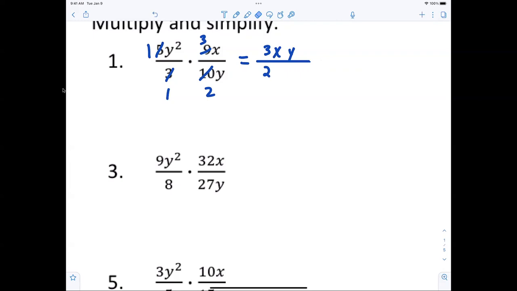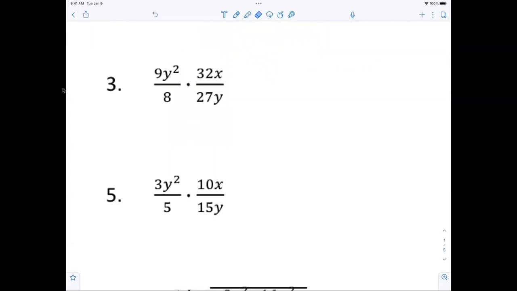Anybody have any questions with that? All right, try 3. Do what I said. What I want you to do is reduce the numbers first, then take care of the variables. So we can quickly look at the 9 and the 27, say that can reduce to 1/3. And 8 and 32, 1 and a 4. So again, you should be able to look at that and say, well, that's just 4 over 3. Everybody's good with that? 4 over 3.